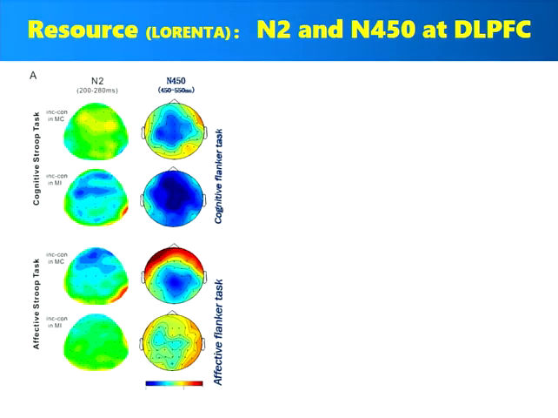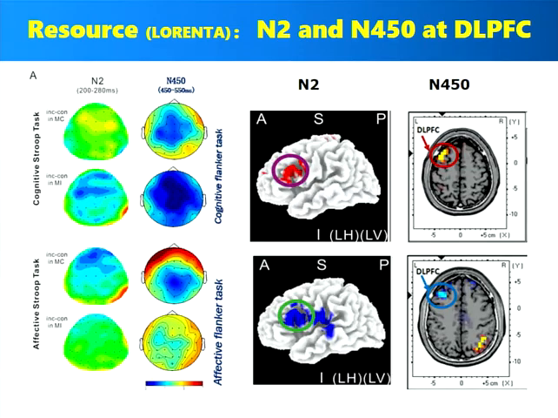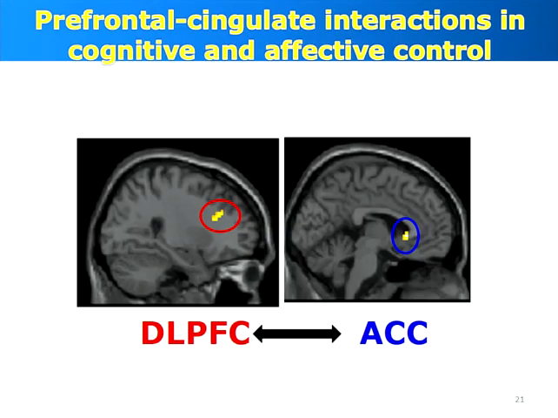For the results using LORETA, we can see that N2 and N450 are at dorsolateral prefrontal cortex. Here, the red circle is dorsolateral prefrontal cortex. The blue one is anterior cingulate cortex. They have interactions between cognitive and affective control.